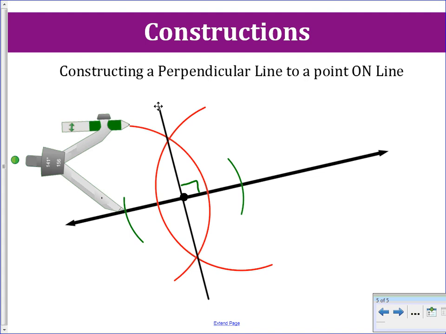So the construction itself looks relatively the same. Once it's completed, you just need to see the difference on where the point is. So that was the constructions for constructing perpendicular lines, two with points on the line and two with points off of the line.